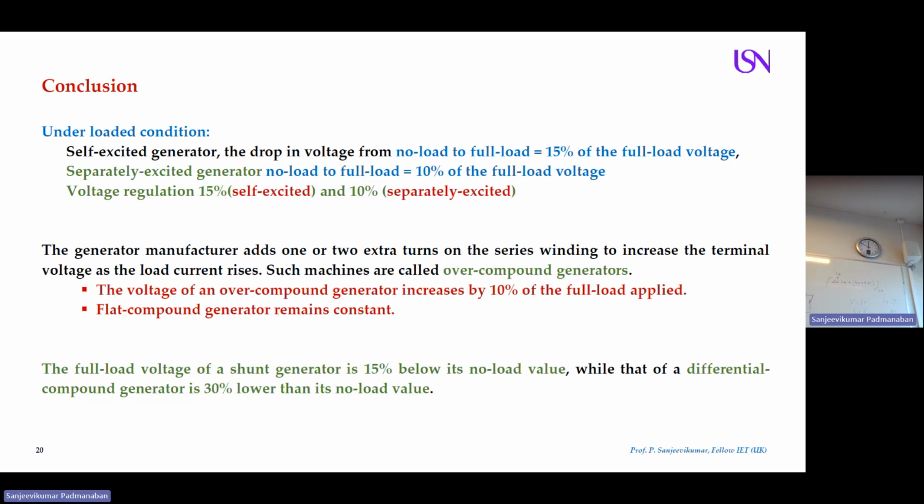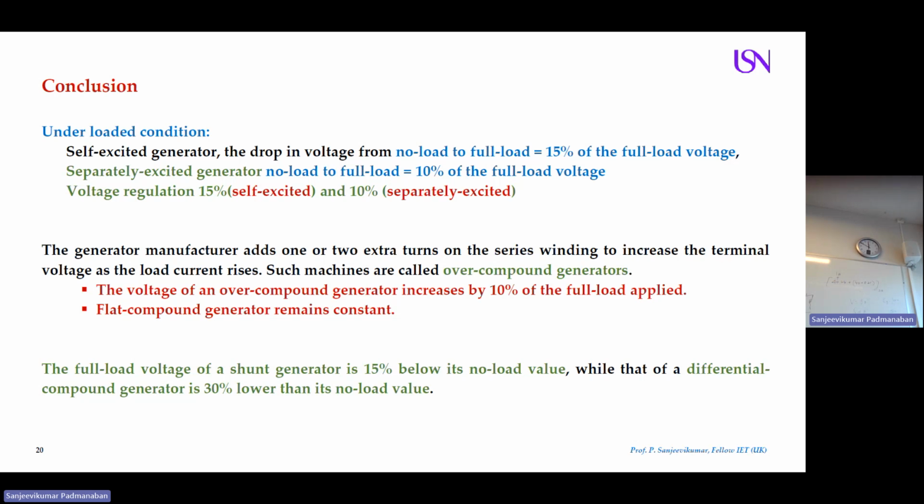So 100 volt can be available at no load. At full load, I can use 70 volt. No problem. Then you go for differential. But if I'm very strict and say I want only a 10% drop, at the same time I want a flat characteristic, not too steep drops, then I have to go for over compound motors. Is it clear to you? If I say 15%, then you have to go for self-excited.